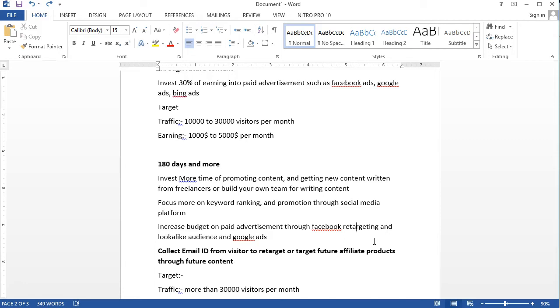So whenever your audience goes to your website through Google, and if they don't buy anything, they don't go to your affiliate offers, then Facebook will collect this data and start showing the same pages and pitch your website to them on their Facebook group, on their Facebook page.